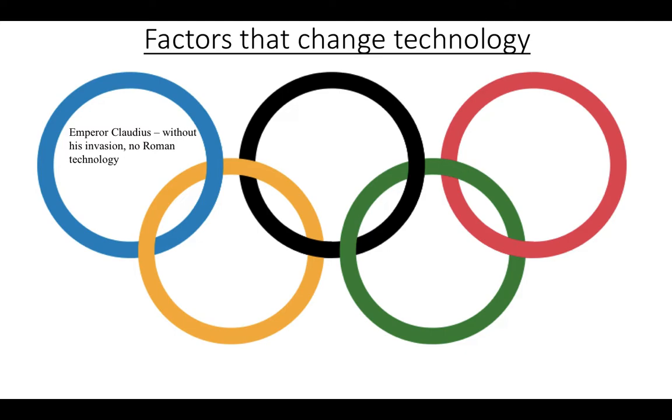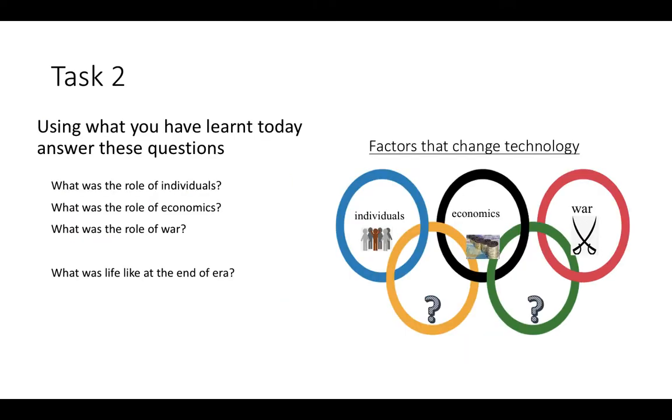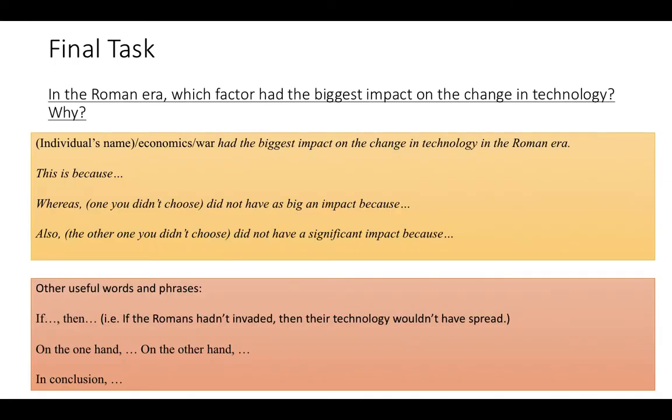Okay, so an example would be Emperor Claudius. Without his invasion, no Roman technology would have been introduced to Britain. That's definitely important. Economics. Rome was one of the wealthiest empires in the world, which meant they could pump huge amounts of money into paying a professional army to keep them expanding. That would be another factor. And finally, war. Without the Roman army, the Romans would not have been able to invade Britain in the way that they did.